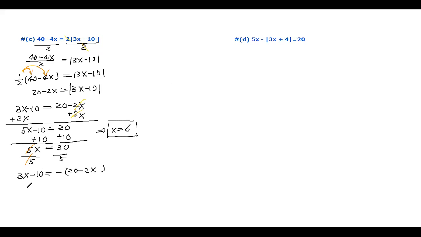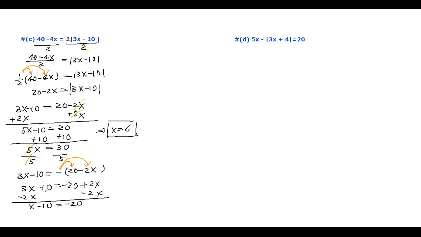For the other solution, this one is 3x minus 10 because I add the negative. Let's use the distributive property so we can remove the parentheses. So this is 20 plus negative, what? 2x, right? Now we solve the equation. How do I solve the equation? Move the x. So it's 2x minus 2x. So this is x minus 10, equal to negative 20.